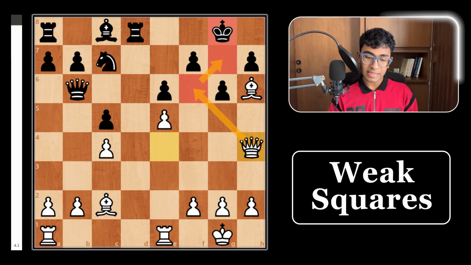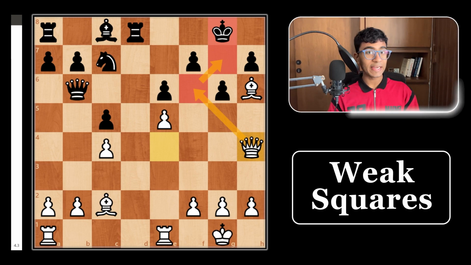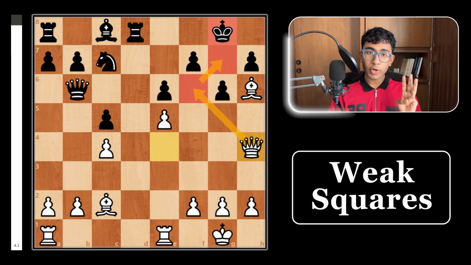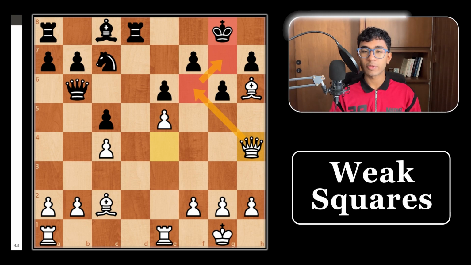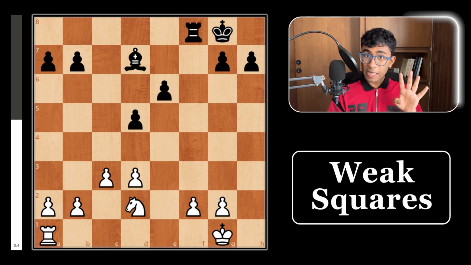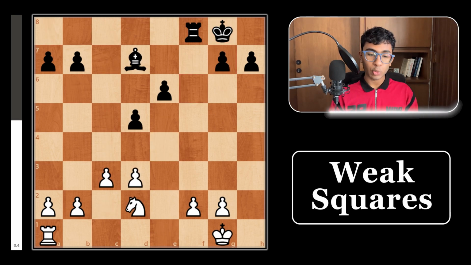So this is how easily you can identify any weak squares in the position. So this was step number 3, provocation. So now let's move on to step number 4. Step number 4, push a pawn to create weakness.